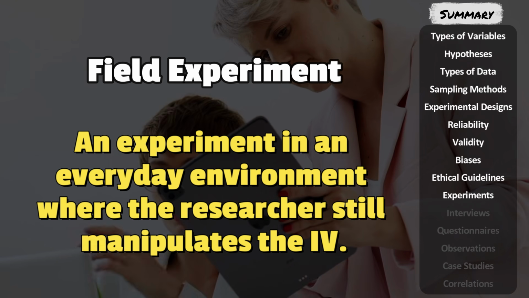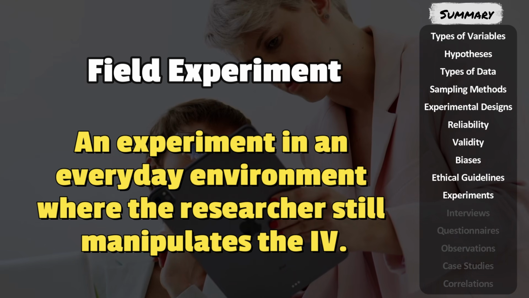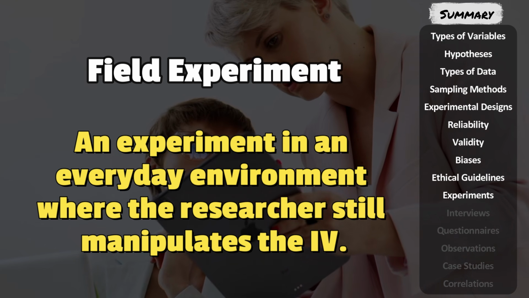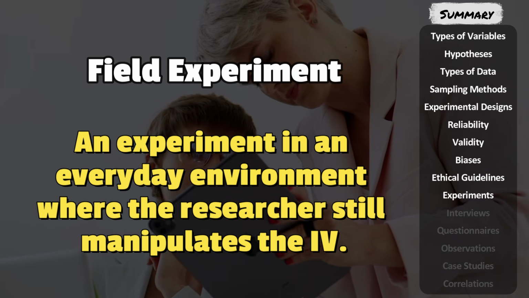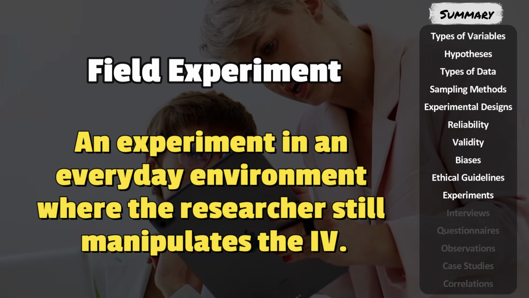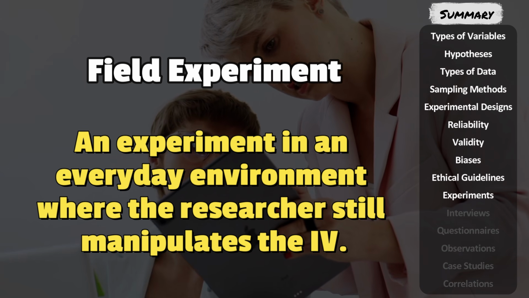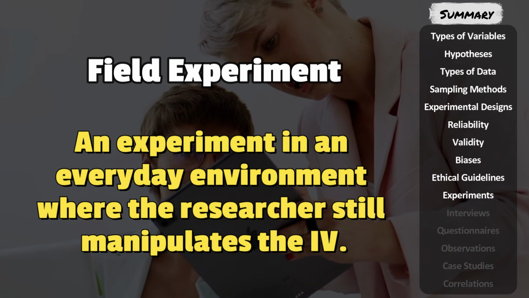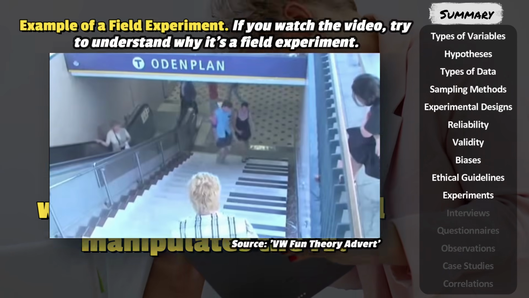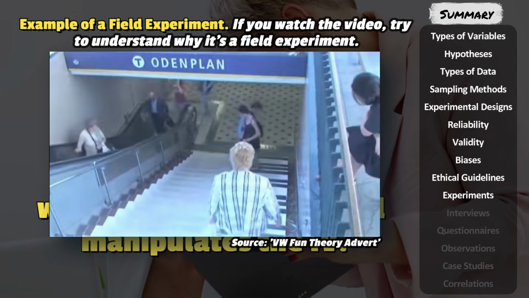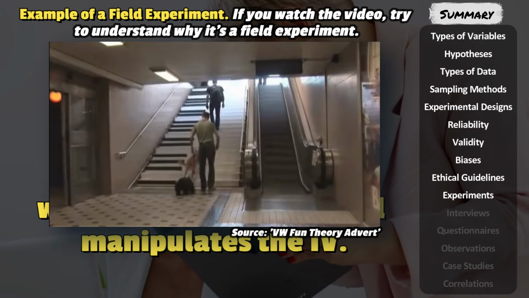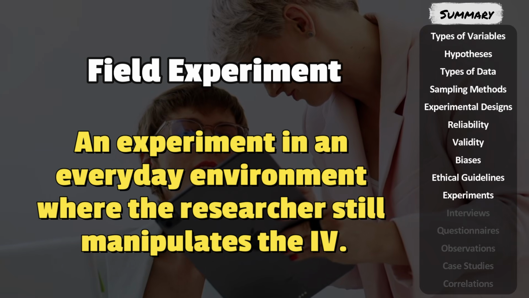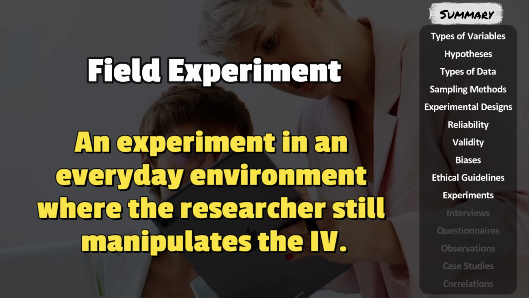In a field study, this is actually done in a natural environment rather than a controlled environment. However, the researcher still manipulates the independent variable. For example, maybe it's done at school in a student's normal lesson. However, the independent variable is still manipulated. There's a great example of a field experiment that I'll link below, which is a Volkswagen advert where they try to change some stairs into musical piano stairs to try and see if people were more likely to take the steps rather than the escalators. I'll link the video below so you can watch the video yourself.